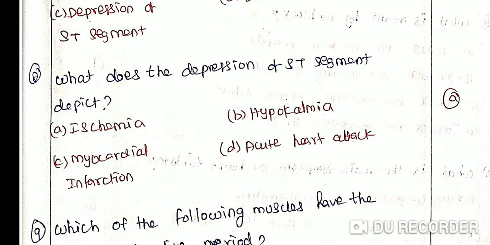What does the depression of ST segment depict? Option A ischemia, option B hypokalemia, option C myocardial infarction, option D acute heart attack. The correct answer is option A, ischemia. The depression of ST segment shows ischemia, which means there is an insufficient blood supply to the heart muscles or the weakening of the heart muscles.